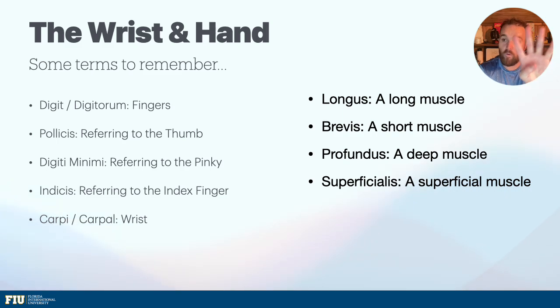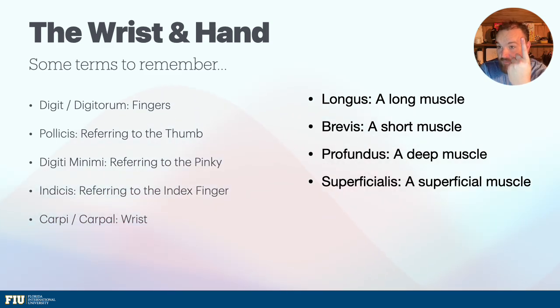Whenever we talk about digit, or you see the word digitorum or anything along those lines, we're talking about the 4 fingers, right? Not the thumb, because when we're talking about the thumb, we use the word pollicis. If you remember down in the feet, we used the word hallucis that referred to the big toe. So it's the same thing, just talking about a different part of the body, right? So we have the pollicis, we have the digitorum, or the digits, but then just to make things a little bit more fun, we have the digiti minimi, which is the smallest digit, what we've all, of course, called the pinky, right? So we have the digiti minimi, and we also have the indices.